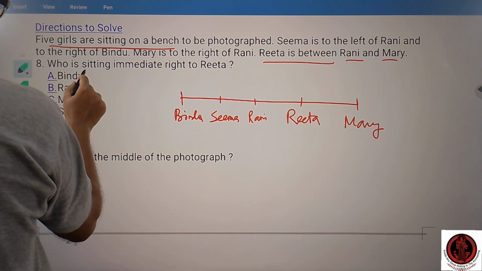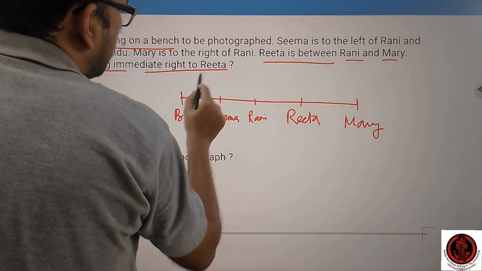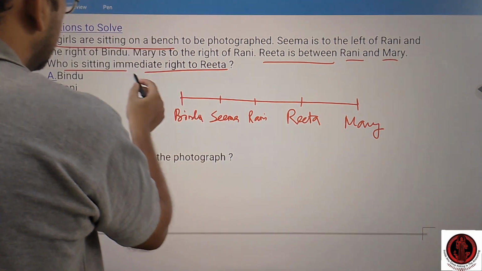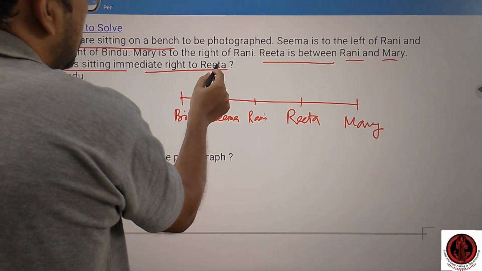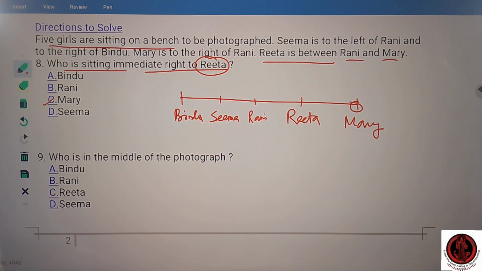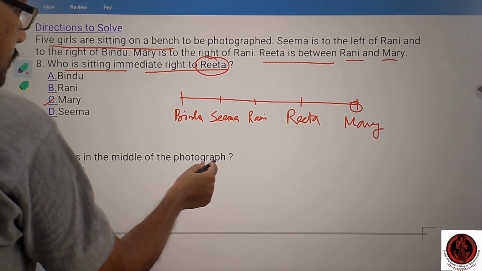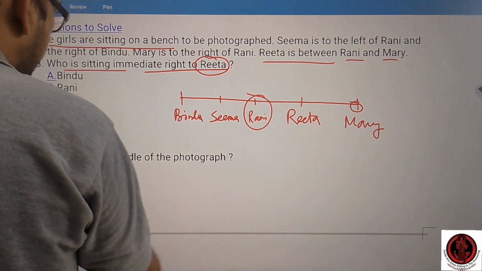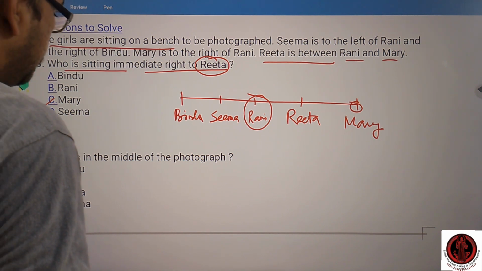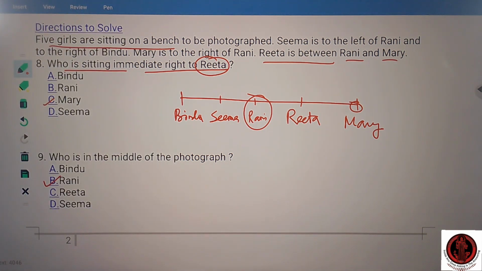Now the question is, who is sitting immediate right of Rita? Now in case of a row, your right is right. So who is sitting immediate right to Rita? Immediate right to Rita is Mary. So the answer is option C. Next question, who is in the middle of the photograph? Middle of the photograph is Rani. Option B is the answer.